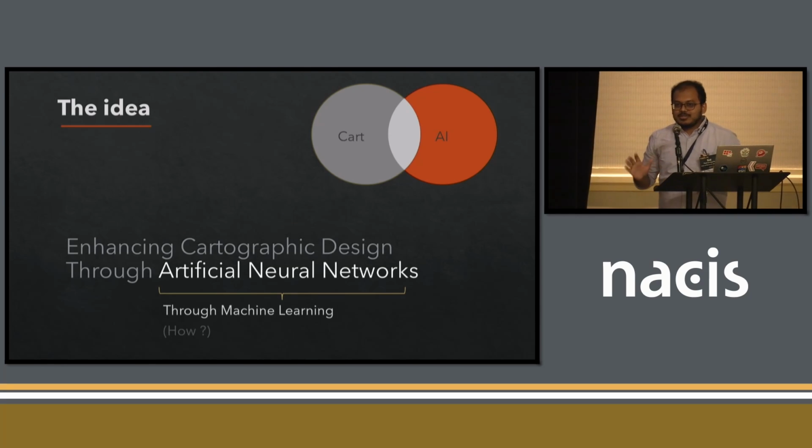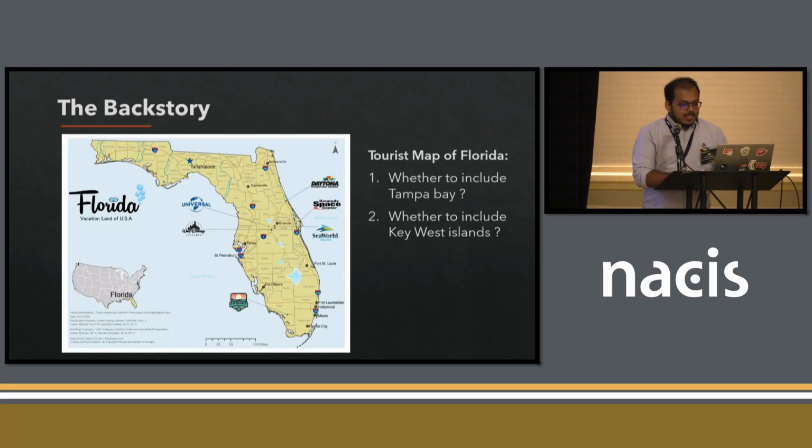So we are going to do it by using artificial intelligence techniques like artificial neural networks and also some kind of machine learning methods. So how are we going to integrate this kind of advancements into cartographic design? I would like to present a little bit of backstory, how it all started and how it kept me thinking towards this point where I am presenting our independent research.